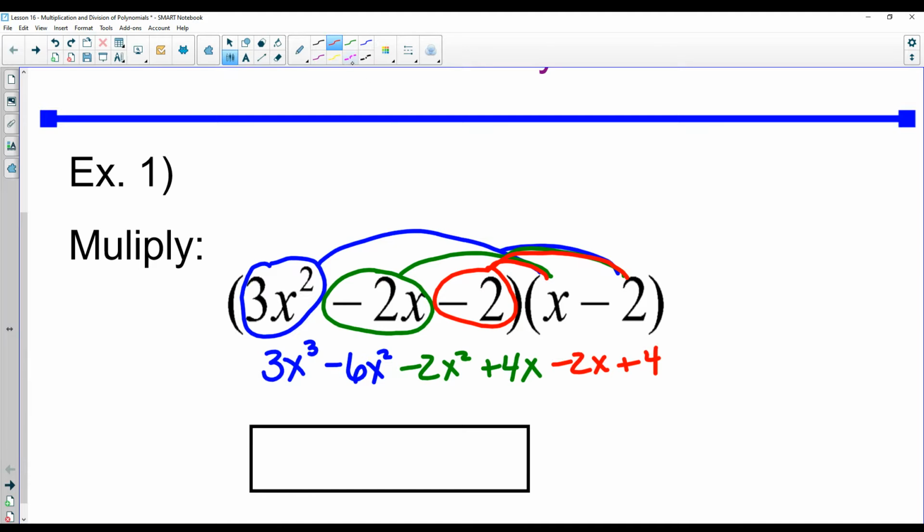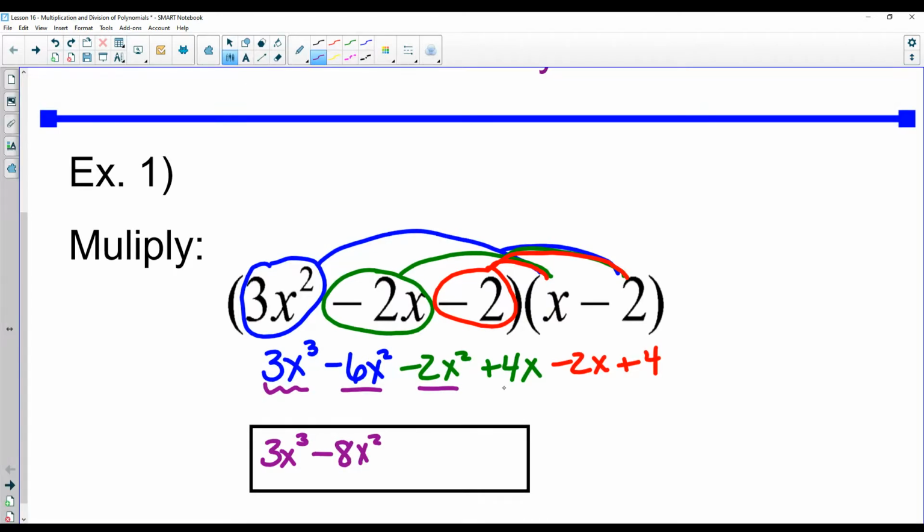Let's combine up our like terms and put them in descending powers of x. Right? So my highest power of x is the x to the third power. And so that's going to be first. We have 3x to the third. I don't have any other x to the third terms. All right, next we have x squared. So here we go. Here's an x squared term. Go down the row and find other x squared terms. We got one. Add the coefficients negative 6 and negative 2 for negative 8x squared.